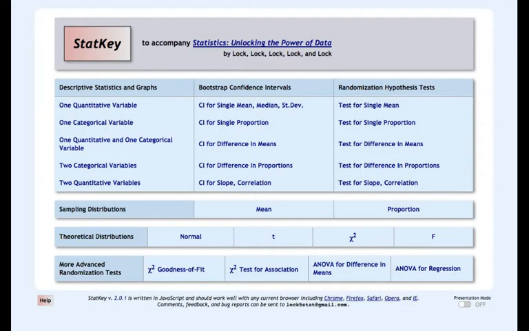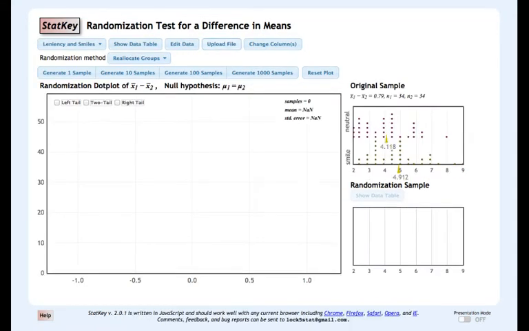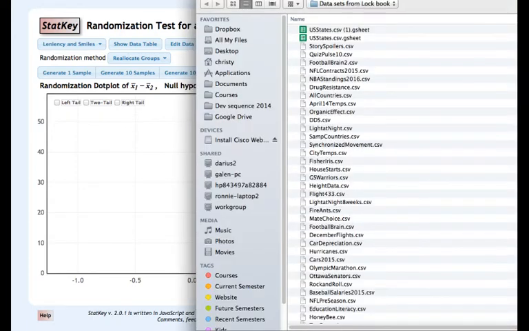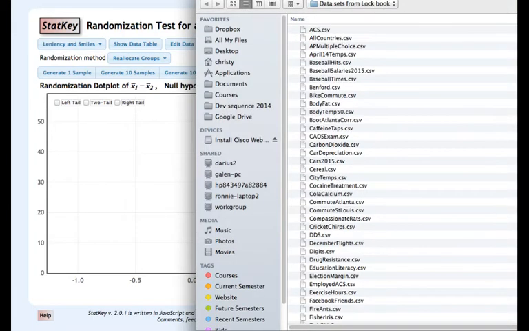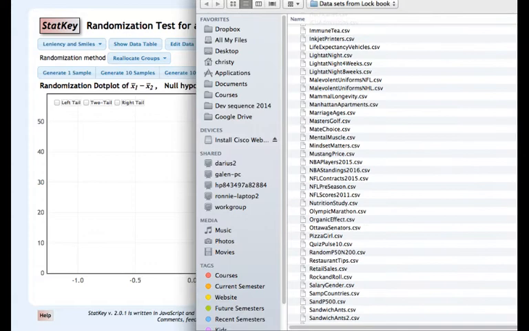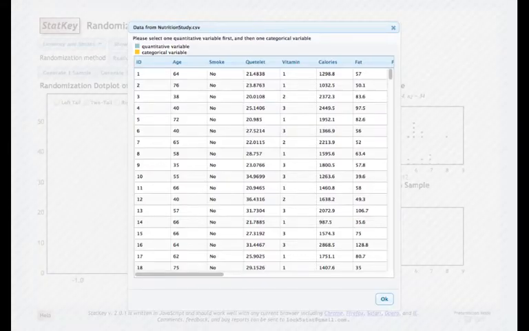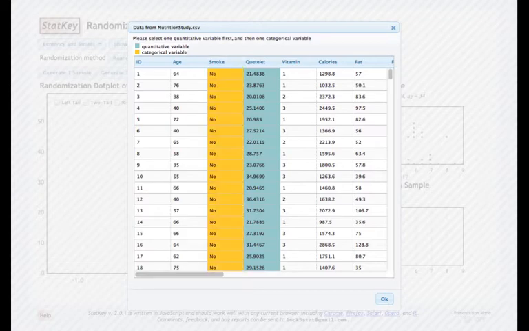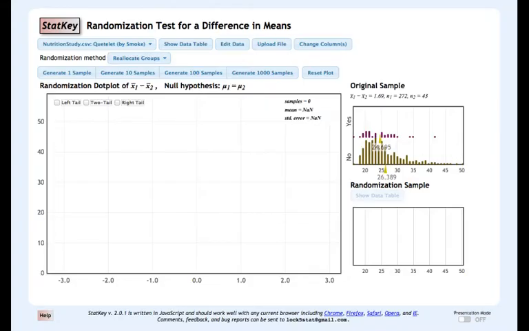Here in StatKey, under randomization hypothesis tests, I'm going to choose test for difference in means. Again, upload the file nutrition study, and choose kettle and smoke as our variables. Over here under original sample, we do see the same graphs we were just looking at under descriptive statistics.